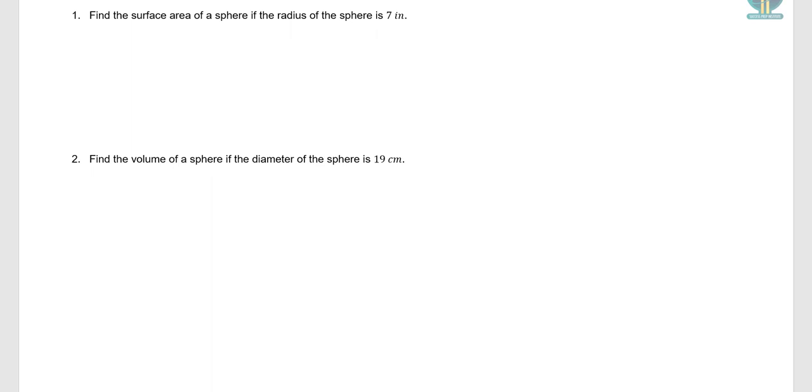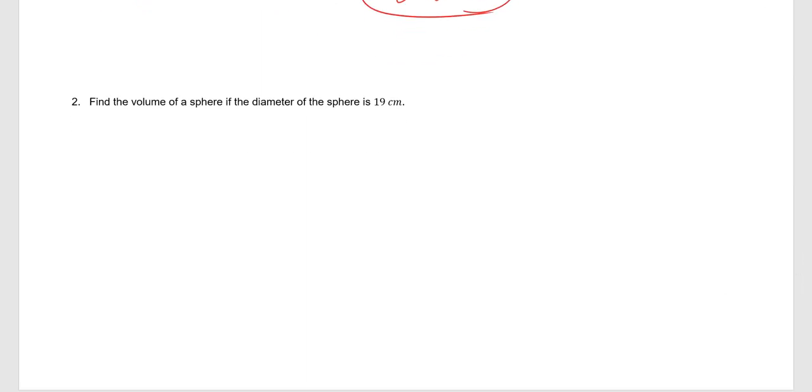Find the surface area of a sphere if the radius of the sphere is 7 inches. As we said, surface area is equal to 4 pi r squared, which is equal to 4 pi times 7 inches squared. Obviously 7 squared is 49, so 49 times 4, and then times pi is 616 square inches.